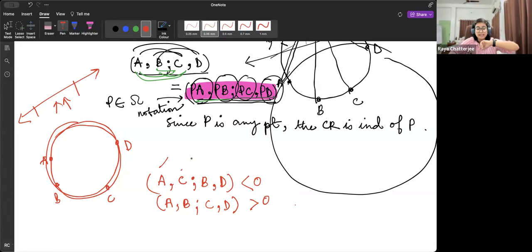Because if you take A and C, and you take B to be in between A and C and D to be on the other arc AC, then that cross ratio is negative. But if you take both on the same arc, for example AB, then C and D are on the same arc AB, the major arc AB in this case, then the cross ratio is positive. So that is how we define direction. Does that make sense? Yeah.